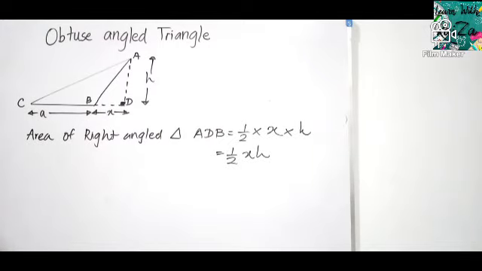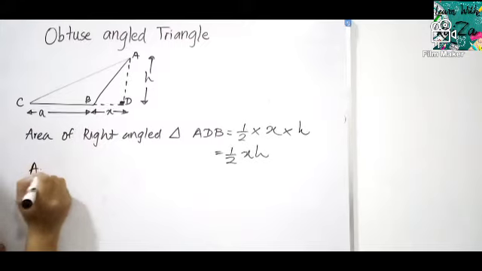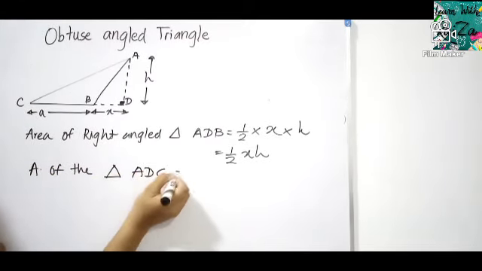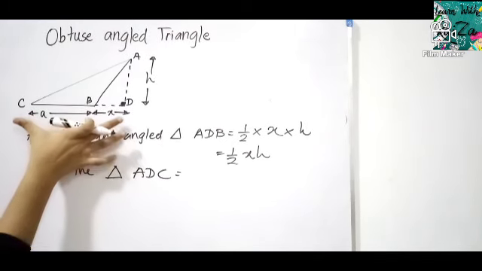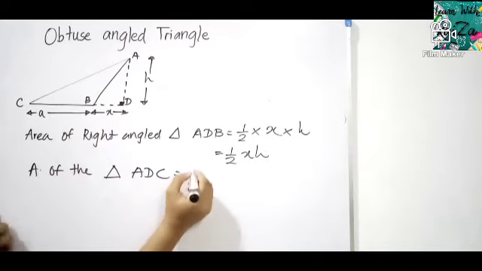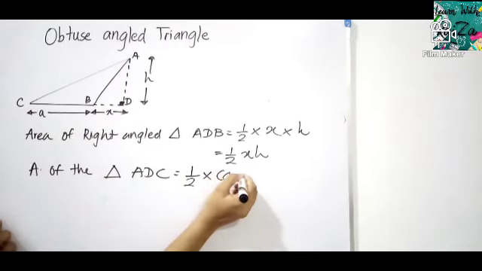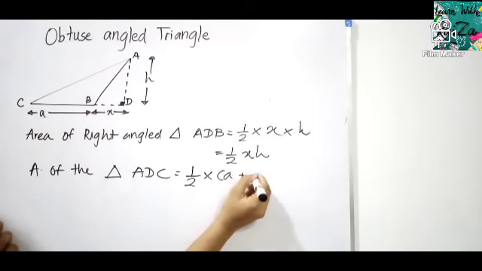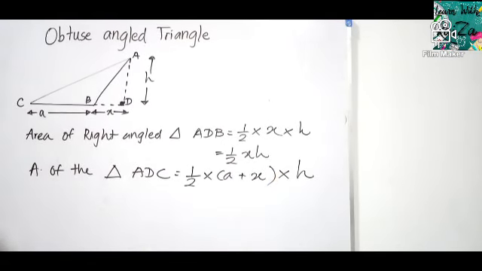Now let's go to the area of the triangle ADC. Look at the triangle ADC. What is the base length? Base length A plus X. Half into what is the base length? A plus X. What is the height? Yes, this normal height H. That height is common, as I told before, in acute angle triangles. So that is the way.